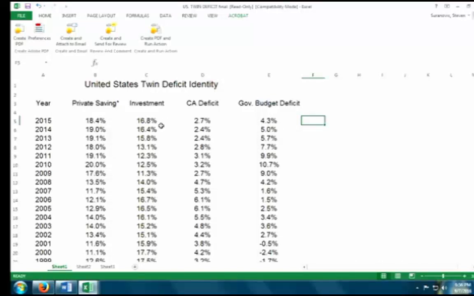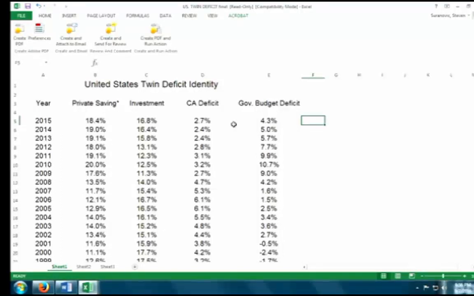Now, the real world is a mixture. You know, we've got foreigners that are lending money to the government. We've got foreigners that are lending money to firms. We've got private citizens who are lending money to the government. It's all a jumble. But when we aggregate it all up, we can interpret it a little bit like this. And that's how we can use this twin deficit identity.